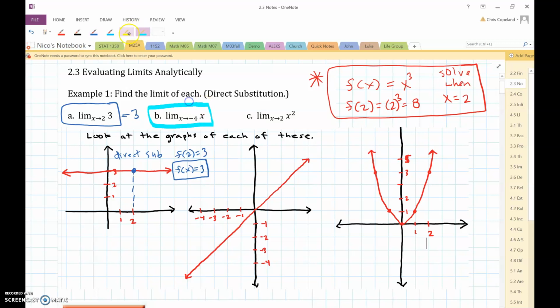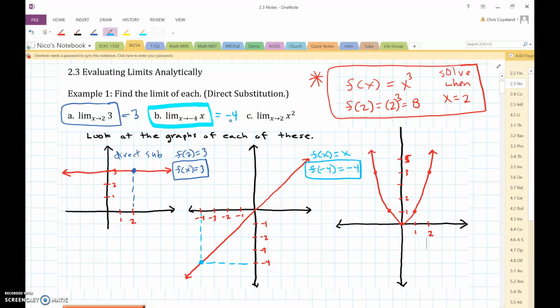Okay, let's look at this one. For this one, the limit of x as x approaches -4. We want to figure out what this limit is equal to. So we're going to do this again. This line here is f of x equals x, and we're going to try direct substitution. So we're going to do f of -4. What would that equal? Well, I think we don't even need the graph for this one, but when x is -4, f of -4 is -4. So this would be equal to -4.